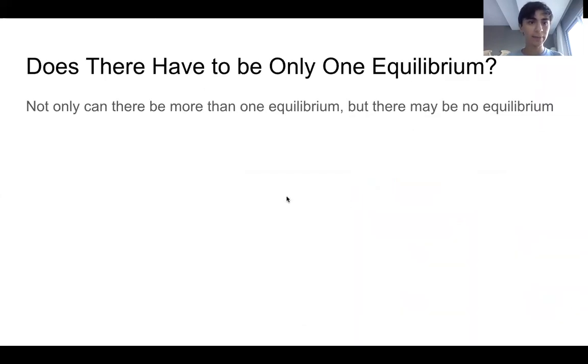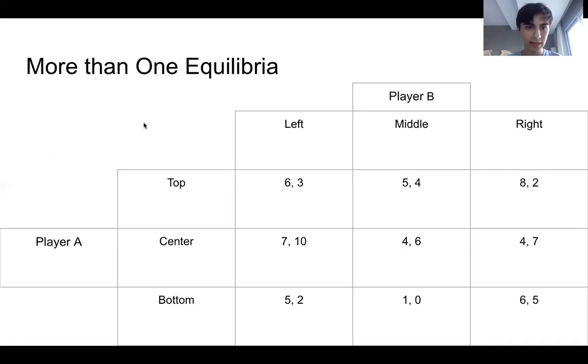Okay, so can a game only have one equilibrium? No. It can have one equilibrium, it can have two equilibria, it can have a bunch of equilibria, but it can also have no equilibrium. So let's look at this game. This is an example of more than one equilibrium.